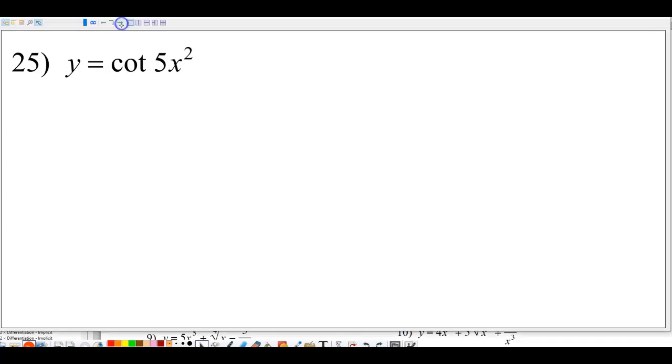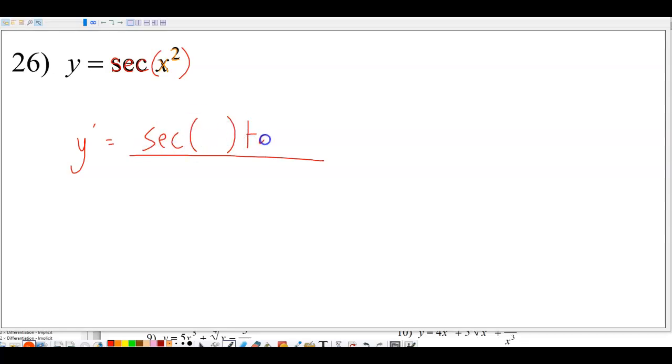Let's take a look at number 26. We have a secant function. Well, the outside function this time is the secant, and the inside function is the x squared. So my derivative of secant is secant of something times tangent of something, and that something is the inside function, which is x squared. Now we need to multiply that by the derivative of the inside, which is 2x. And once again, if you wanted to simplify, you could technically put that 2x in the front. But that's about all that one can do.